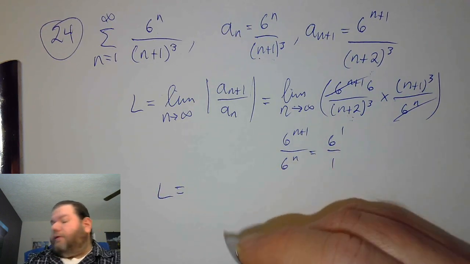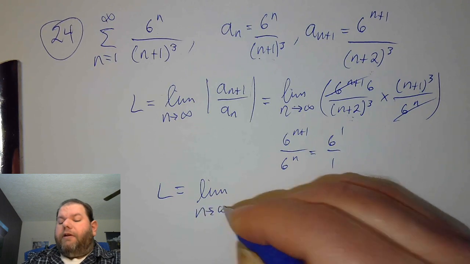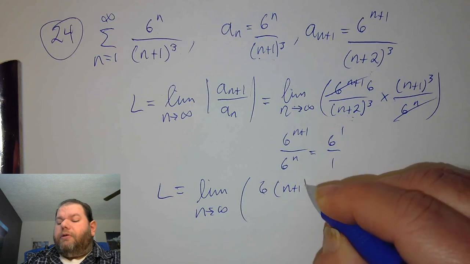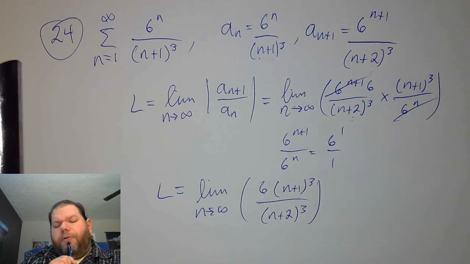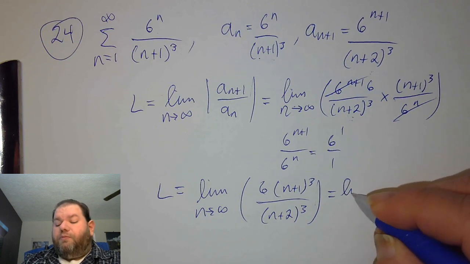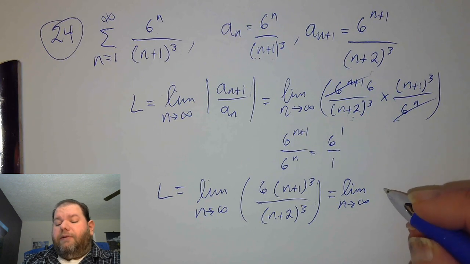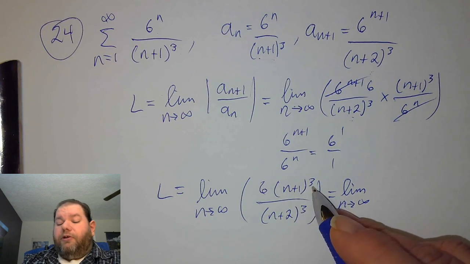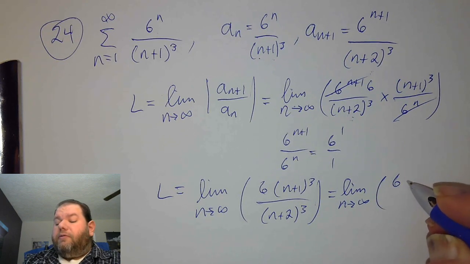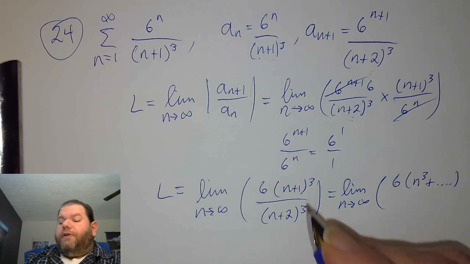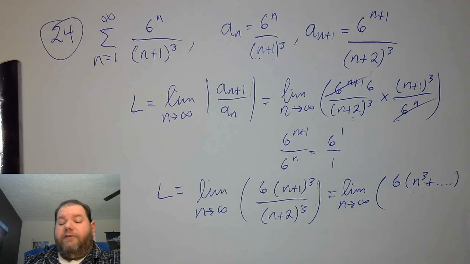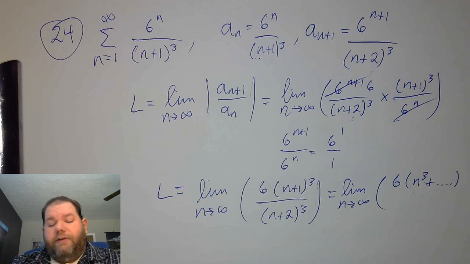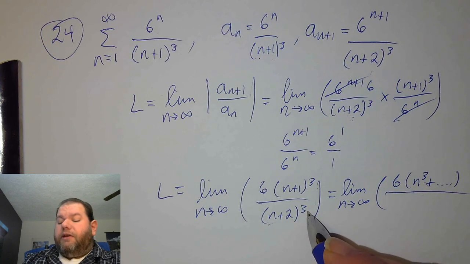So L equals limit n goes to infinity, and we'll have 6 times n plus 1 cubed over n plus 2 cubed. Now, let's multiply this out. What I mean is, let's not multiply out the entire thing. Let's look at what an expansion of this binomial cubed would start off as, at least. We know if we take n plus 1 and cube that binomial, our first term will be n cubed. And we don't really worry about the rest, because as we learned from our shortcut finding these limits, we only need the leading term, which is the first term. On the bottom, we still have n cubed.